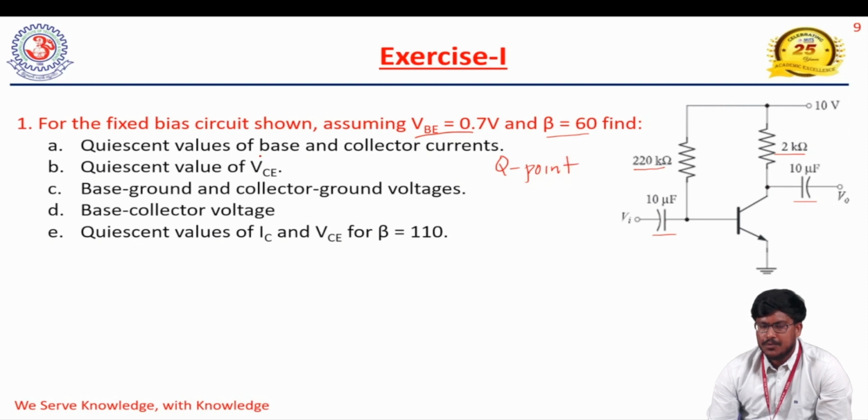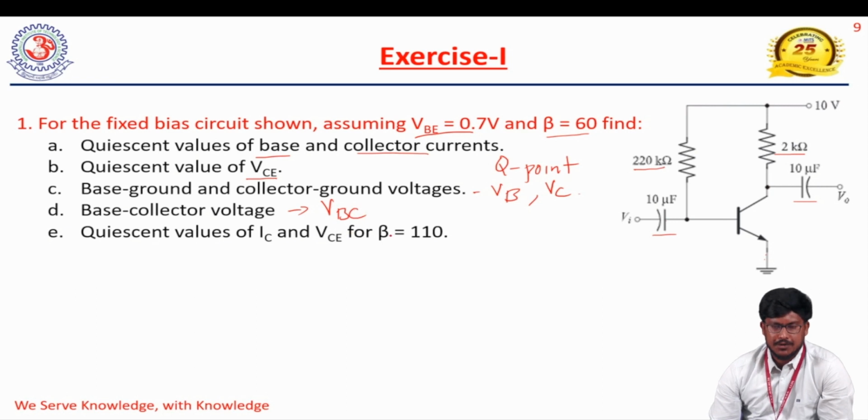We need to find the base current and collector current. Second, we need to determine the collector to emitter voltage, and the base to ground and collector to ground voltages. Base to ground indicates we need to find VB, and collector to ground represents VC. From this collector terminal to ground and from this base terminal to ground, we need to find these two voltages, and the voltage between base and collector, that is VBC, we need to find.